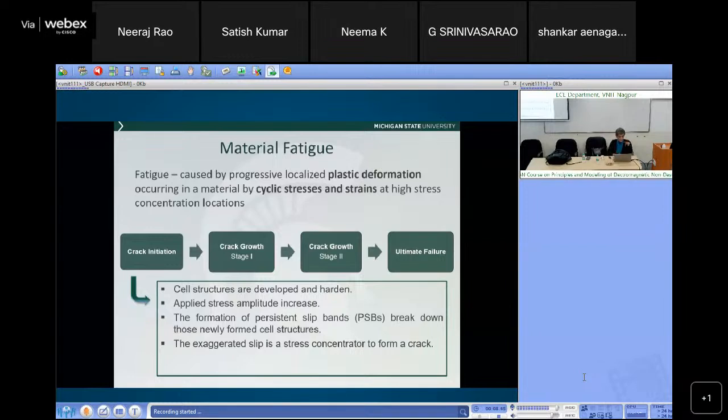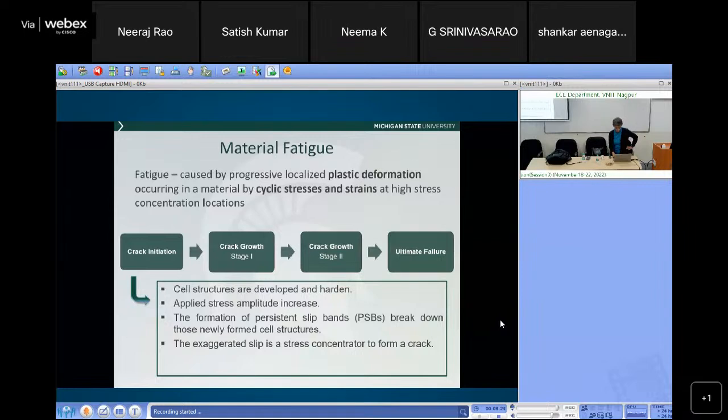One of the things they've studied is that in the crack initiation stage, cell structures are formed. There are domains that form, which harden and become sources of stress generation. This also results in what are called persistent slip bands, and these give rise to increased crack propagation, crack damage, and failure of the material. Again, all these things happen at the crystallographic scale of the material, so we won't get into that.